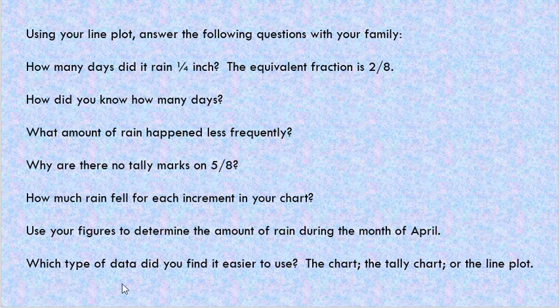Once you've done all this, which type of data did you find it the easiest to use? Was it the chart that had all of the actual numbers for 30 days? Was it the tally chart where you tracked your data? Or was it the line plot where you used your data and turned it into a chart or a line plot for you to be able to read from? So hopefully this helped you a little bit about how to read charts and data on charts, how to turn them into tally charts, and to use those tally charts to make a line plot.